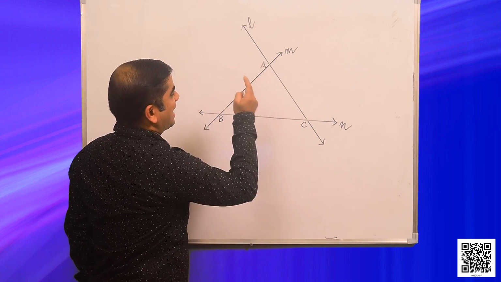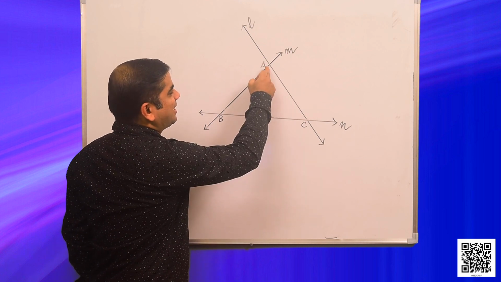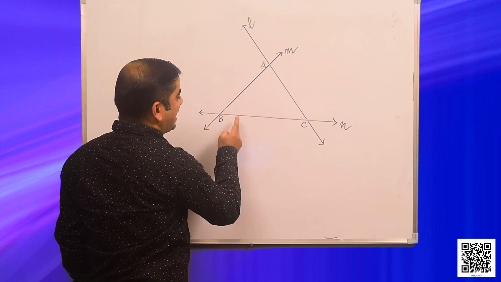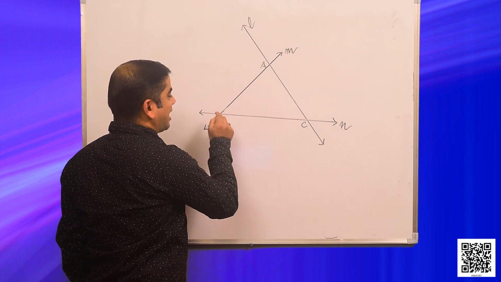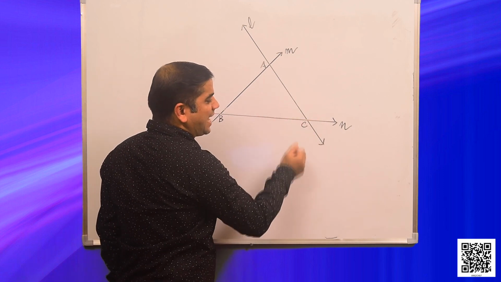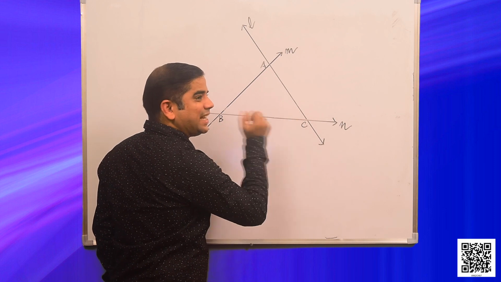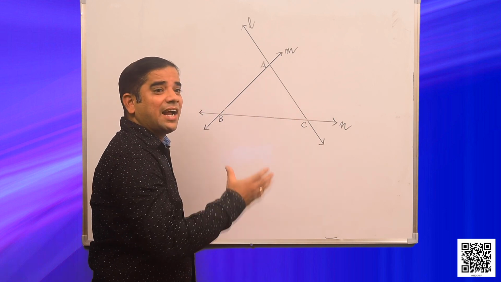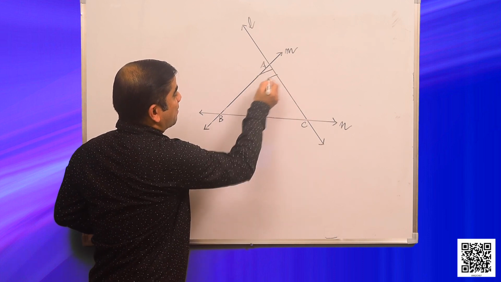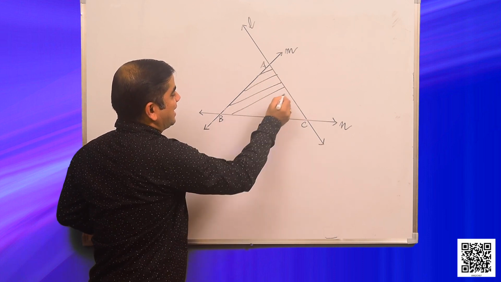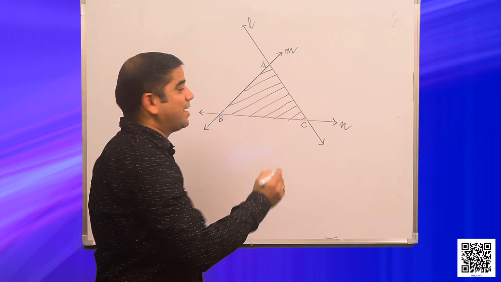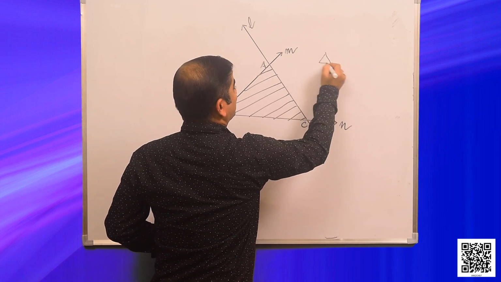Line L and line M are intersecting each other at point A. Same way, line M and line N are intersecting each other at point B. Same way, line L and line N are intersecting at point C, thereby creating an enclosed plane surface, that is the surface bounded by these three lines, and thereby forming a triangle ABC.